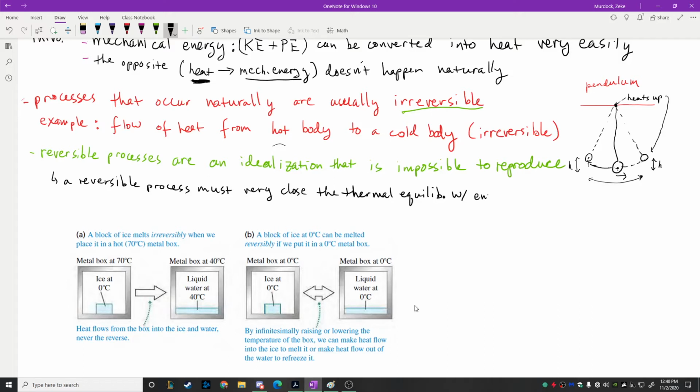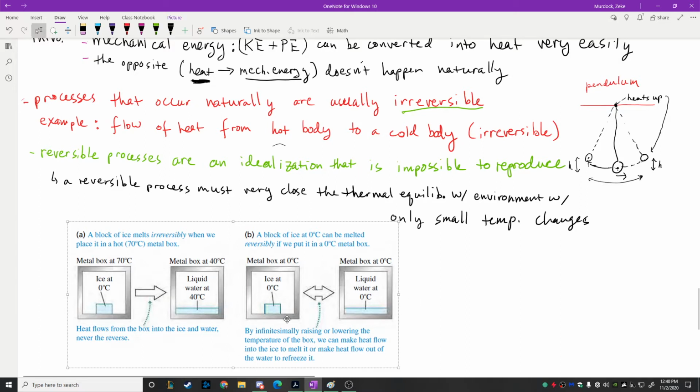with the environment with only small temperature changes. Can you see how the pendulum is an example of that? You're going to have very, very small temperature increases. Probably hard to measure temperature increases at the pivot right here, right? Only small temperature changes, right? But we've got to put it in a kind of thermodynamic perspective, right? So that's what this problem here does.